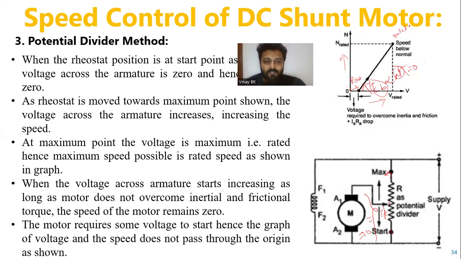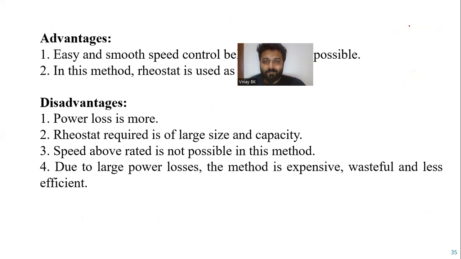So in the case of the flux control method, you can control the speed which is more than the rated speed. In the case of the armature voltage control method, you can control the speed which is below the rated speed. Here you can increase the speed till the rated speed. Okay, so this is about the potential divider method.